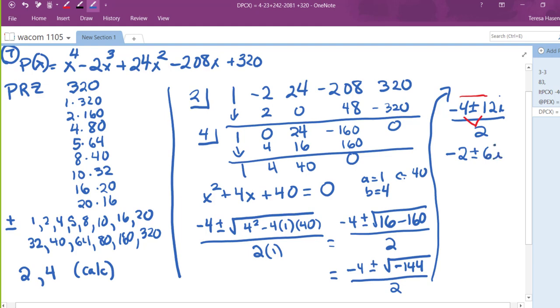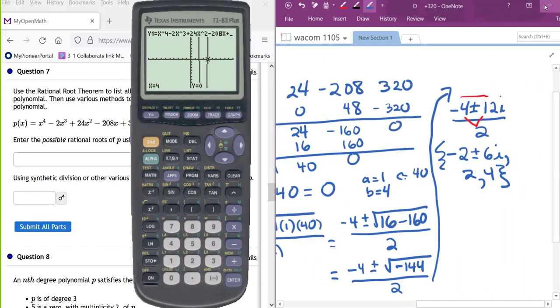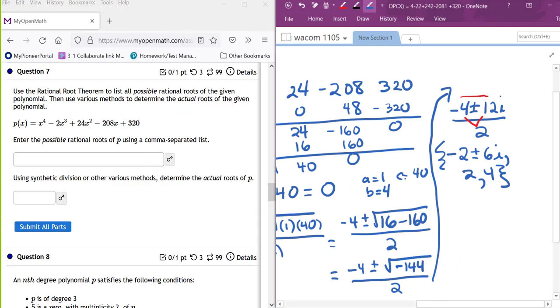That takes care of 2 of the zeros that are not going to be on your graph, and the 2 and 4 are our other two zeros. So I'm just going to put this here. 2 and 4 are our other two zeros. We'll go back. And just to verify, 2, 4, negative 2 plus 6i, and negative 2 minus 6i. Any question there?